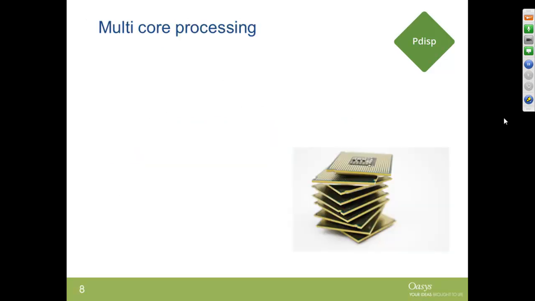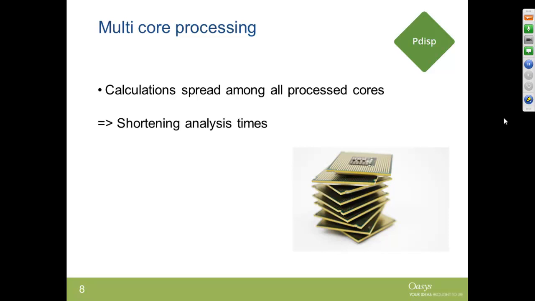So as I mentioned, we've got multi-core processing, and what this means is that the calculations are spread amongst all the processor cores. So for the processor, it's much quicker, and the analysis runs much faster because the calculations are spread as opposed to being focused on one specific core.